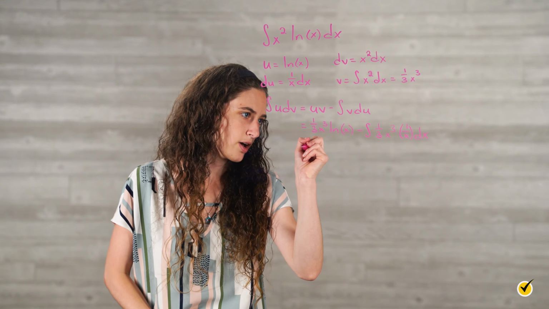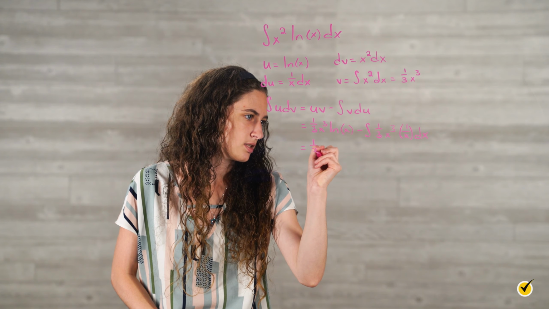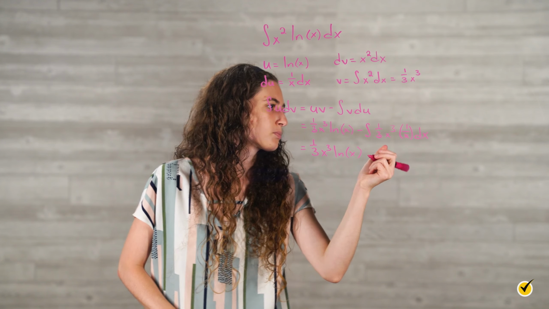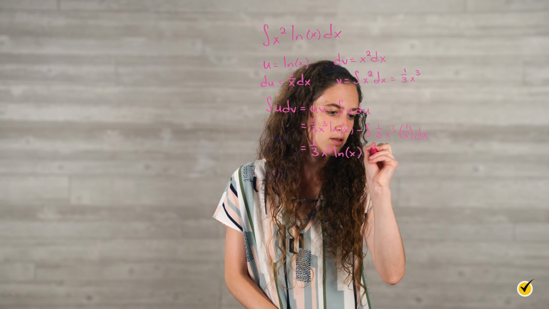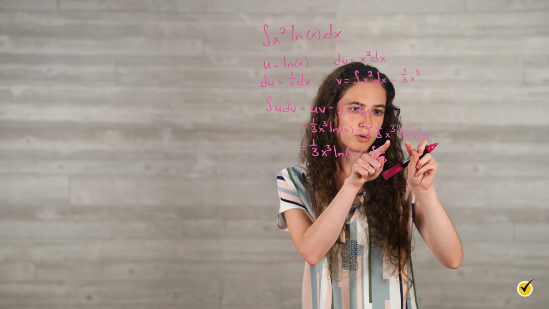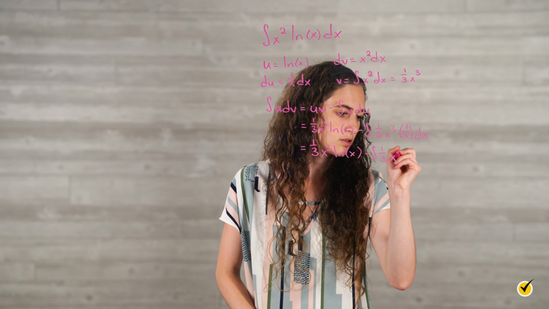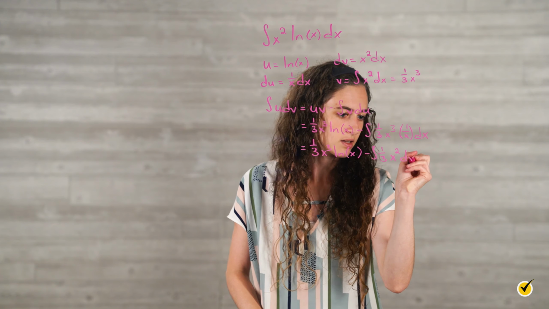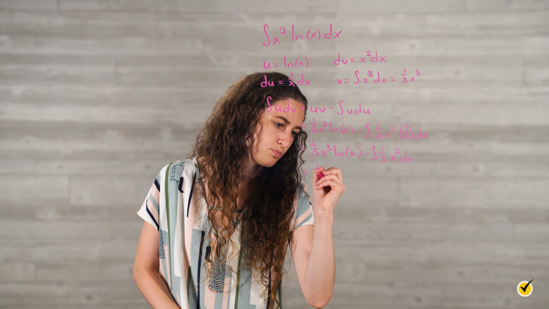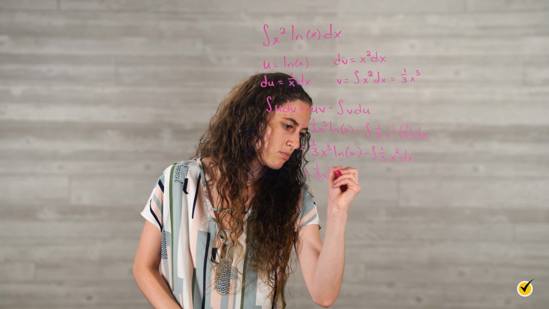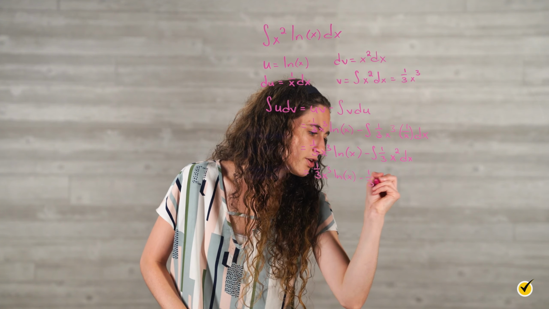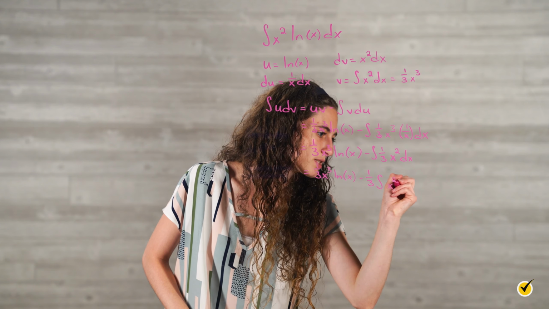Now we're going to go ahead and simplify. So this is equal to 1/3 x cubed ln of x minus the integral of 1/3, and then x cubed times 1 over x is equal to x squared. So this will be x squared dx. The next step is that we'll pull out our 1/3. So again, this part stays the same. We can subtract 1/3 integral of x squared dx.